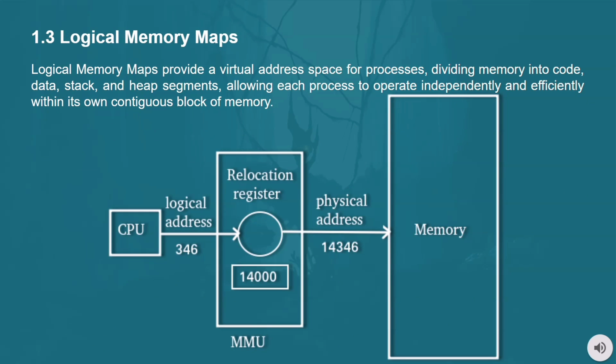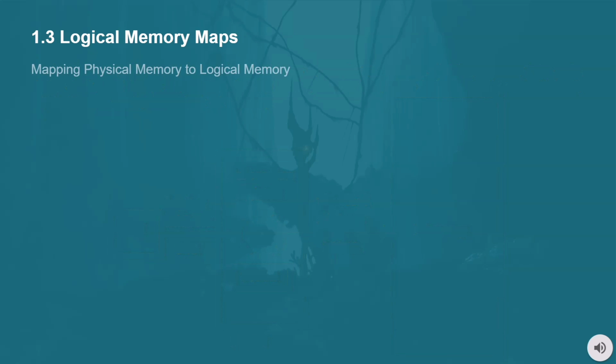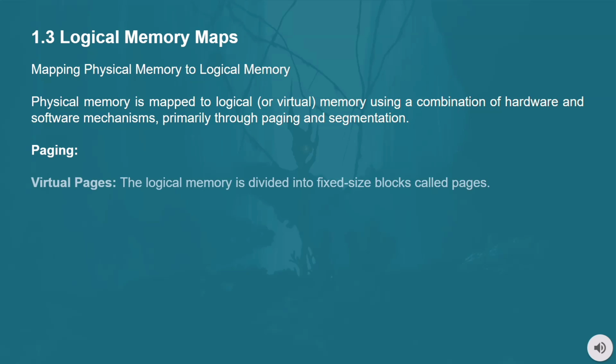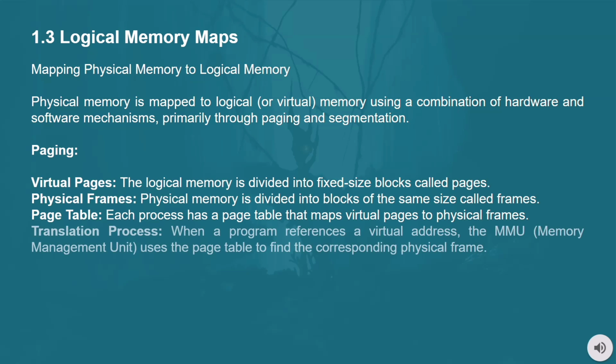Logical memory maps provide a virtual address space for processes, dividing memory into separate segments for efficient operation. Physical memory is mapped to logical memory through paging and segmentation, using a page table to translate virtual pages to physical frames, allowing for efficient memory management.